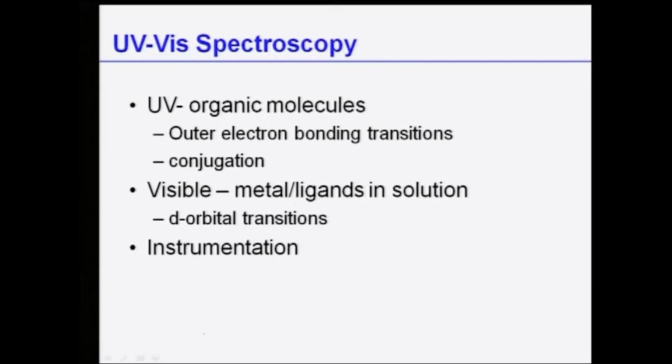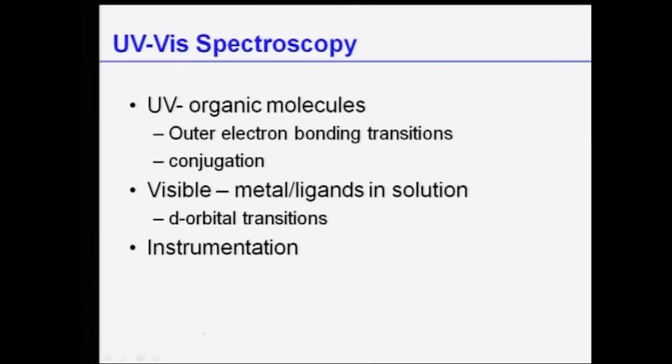So what are the different things UV visible spectroscopy can do? Well, UV visible spectroscopy, as I said at the outset, can be used for determining the different molecular transitions, or electronic transitions rather, in organic molecules, like outer electron binding transitions and conjugations, which we will discuss in detail. The visible ones can be used for metal or ligand study in solutions, like d orbital transitions. And at the end of this lecture, I will also discuss the instrumentation.